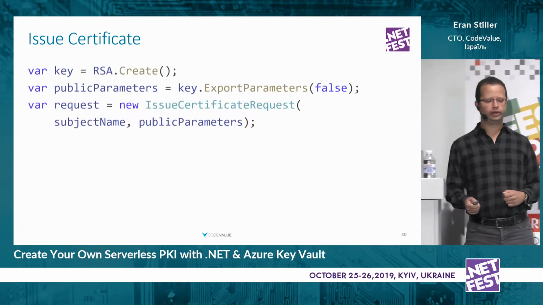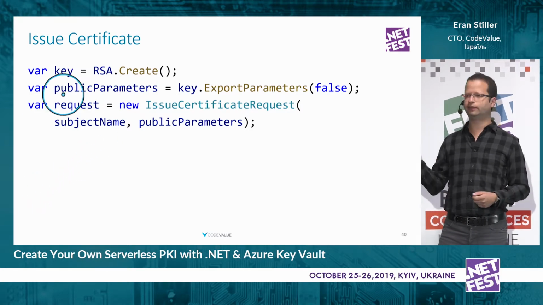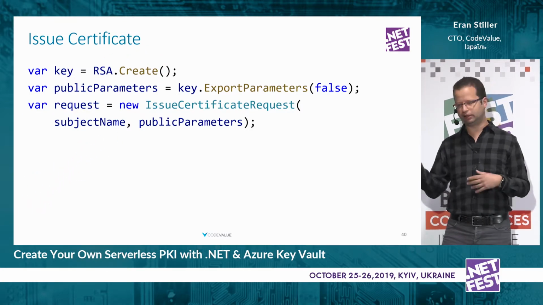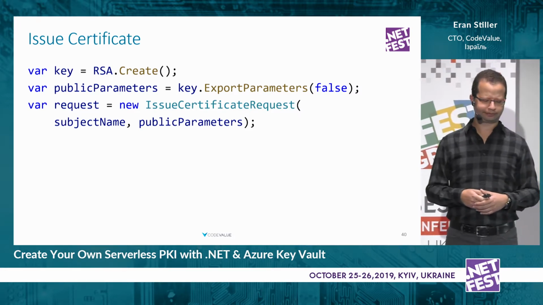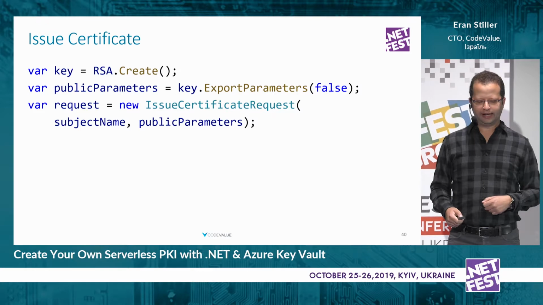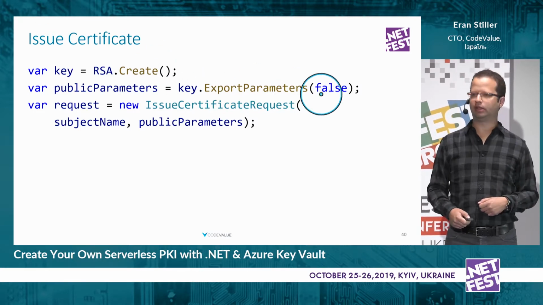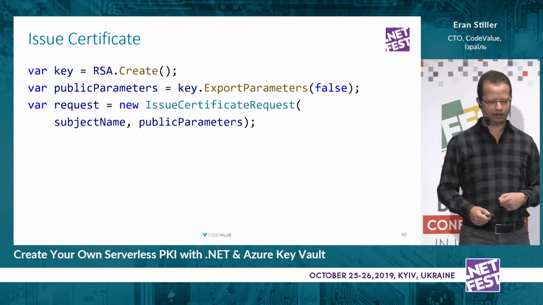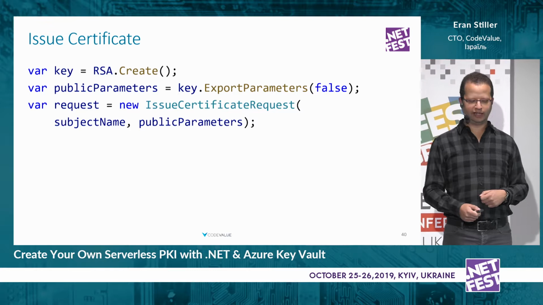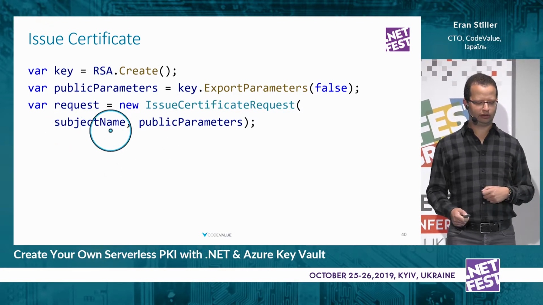First of all, we create an RSA key, again, a random key. We're using the default implementation. You can modify the key length and how it is generated and so on. We export, not false here states that we only want the public parameters. We don't want to export the private key, just the public key. And then we create a request. We give the name of the device that we want to generate the certificate for and the public key.